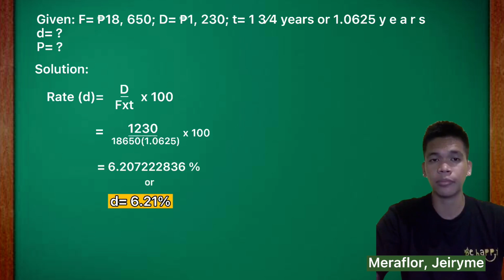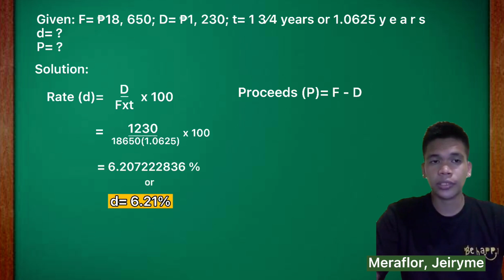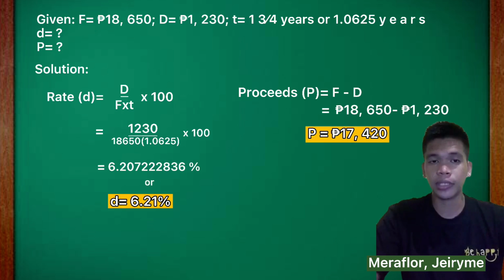Then the next is finding the amount received. The formula for this is P equals F minus D. This is called the present value. F is 18,650 and D is 1,230, so we subtract, and the answer is 17,420 pesos. That is P, the amount received.